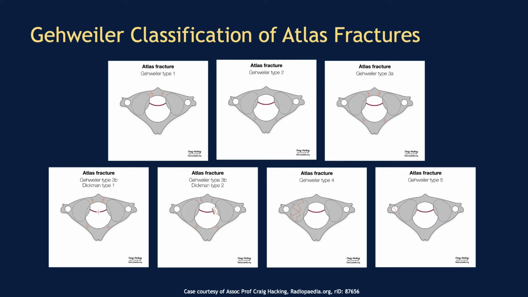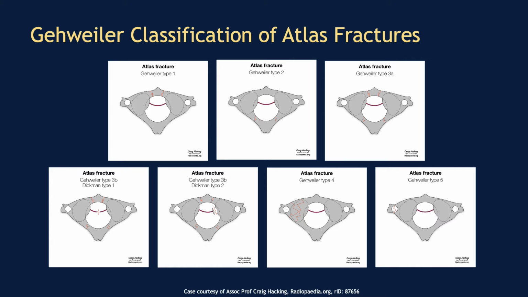A Dickman type 1 has direct injury to the transverse ligament and is considered unstable. These isolated fractures should be surgically treated with C1-2 fusion. Lastly, a type 3B with an intact transverse ligament but with bony avulsion, otherwise known as a Dickman type 2, is also considered an unstable fracture. However, nonsurgical management with a halo vest can be considered in the appropriate patient population.